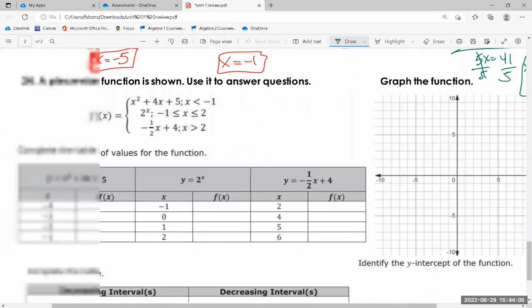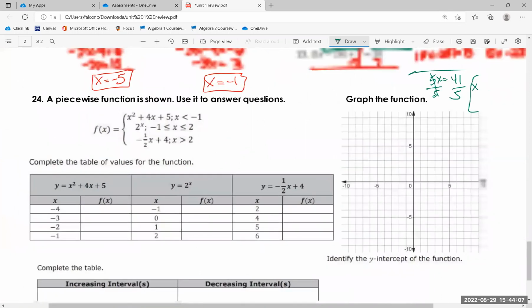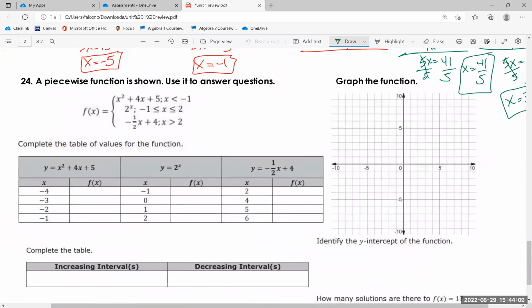All right, last problem, piecewise function. Piecewise functions are made of pieces, right? It looks like we have 3 different pieces for this one. I have a quadratic piece, so I've got an x squared in there. I've got a 2 raised to the x power, so that would be an exponential piece, because we have a variable in our exponent. And then I have just a linear piece on the end.